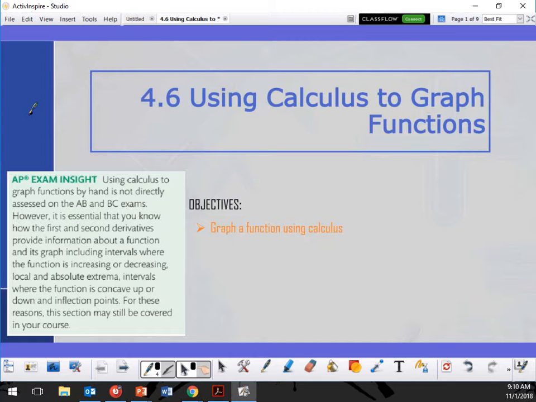Okay, so first thing, using calculus to graph functions is not directly assessed on the AB and BC exams. However, it is essential that you know how the first and second derivatives provide information about the function and its graph, including intervals where the function is increasing or decreasing, local and absolute extrema, intervals where the function is concave up or concave down, and inflection points. For these reasons, this section may still be covered in your course. That's why we're doing it. So it's basically all that we've done.